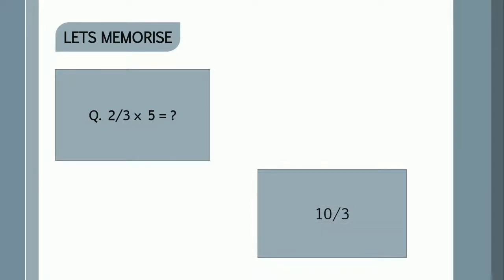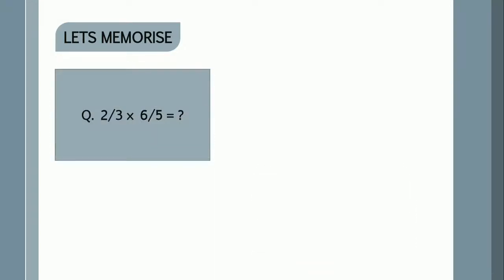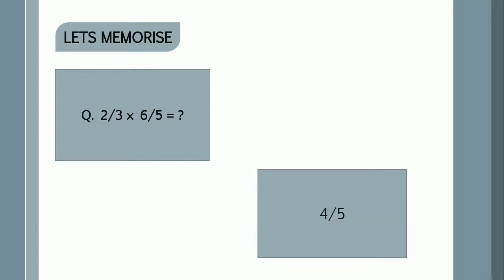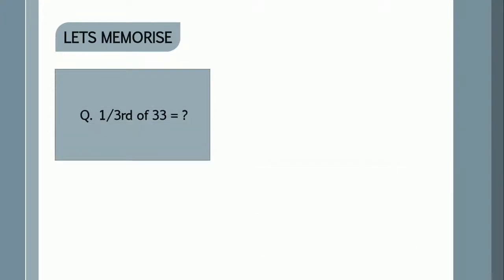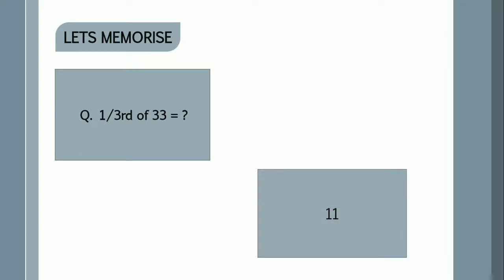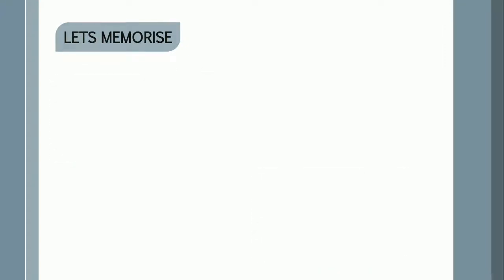Very nice. 10 by 3. Next one is 2 by 3 into 6 by 5. Pratibha, very nice. 4 by 5. Then 1/3 of 33 equal to... Rajiv. Very good. 11. Very good, students.